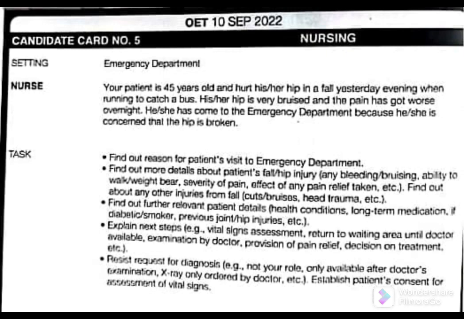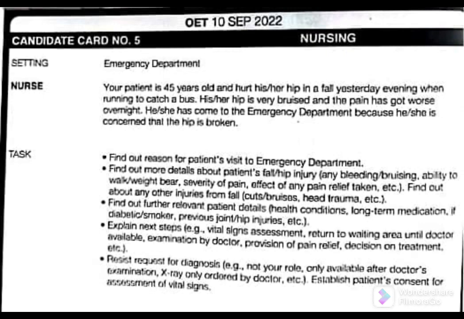This is a common scenario. We can just start with a self-introduction, and this is a morning scenario. So, good morning, my name is Rishmi Rajan, one of the registered nurses working in this emergency department. How may I address you and how can I help you today?